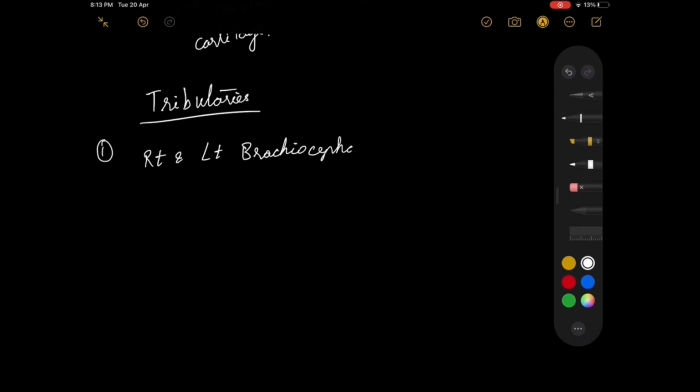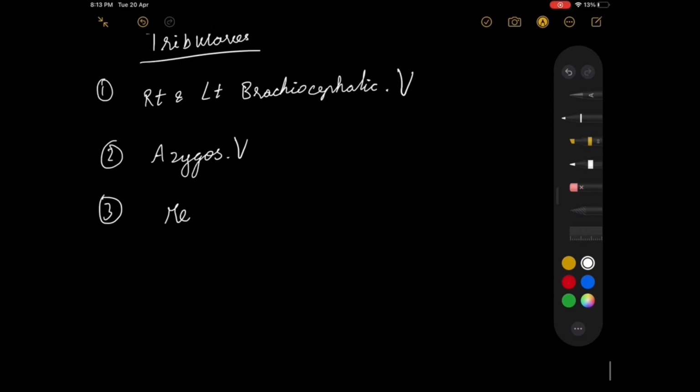And now on to the tributaries. The right and left brachiocephalic veins, the azygos vein, and the mediastinal and pericardial veins.